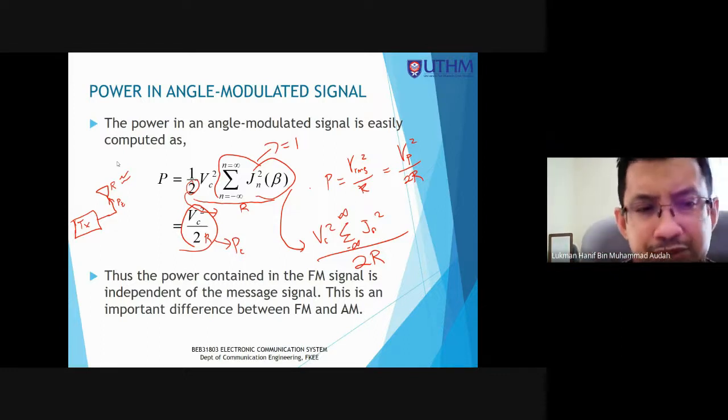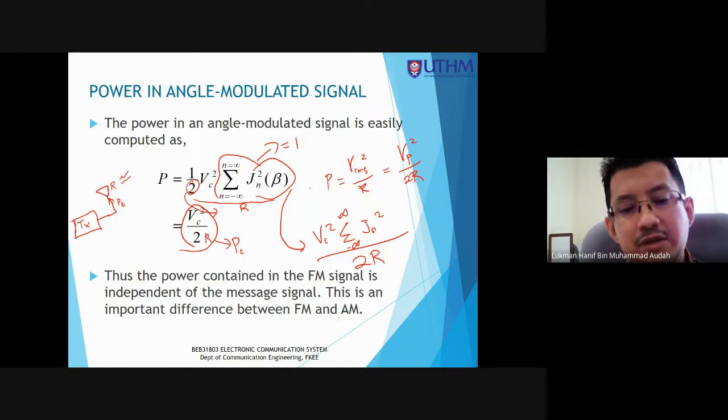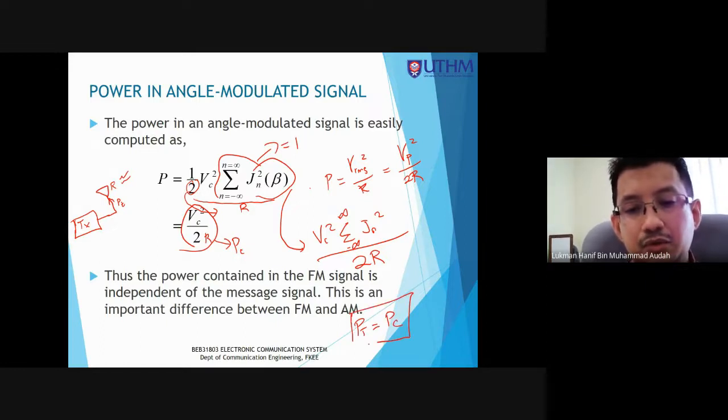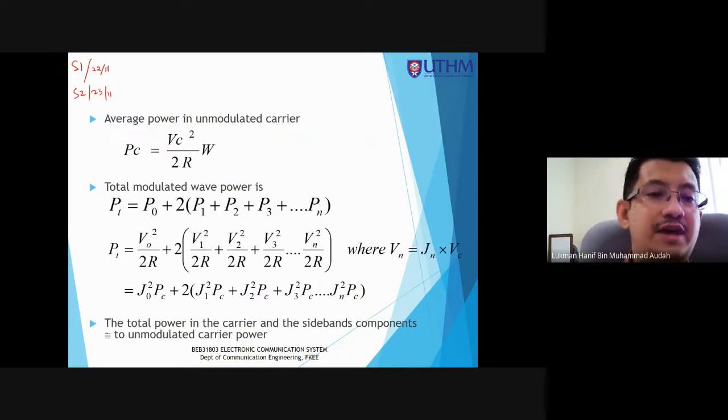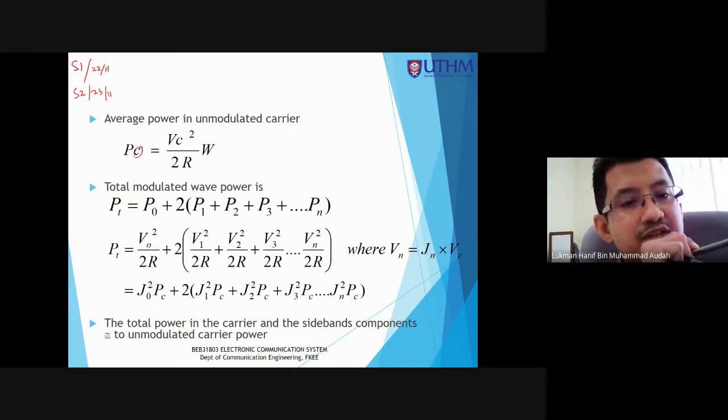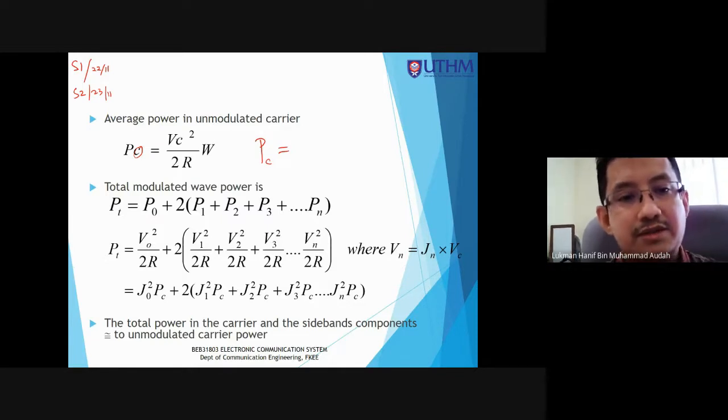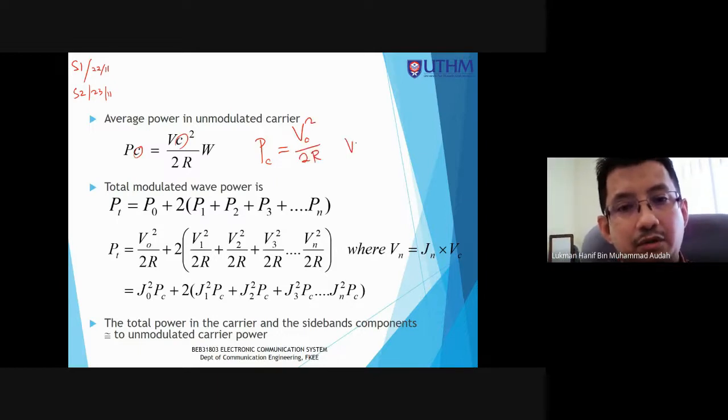Okay, so you see that from these equations, the total power is equal to the carrier power, like this. P total would be equal to the carrier power. And what is the carrier power? Carrier power as usual, PC. So this C is supposed to be a subscript. PC macam ni C dia besar sangat, patutnya PC kecil je lah. So this is also a subscript. So this is VC square over 2R, power in watt.